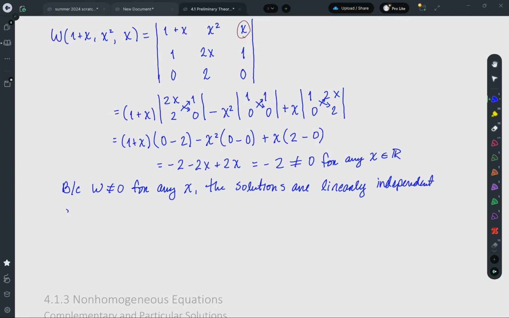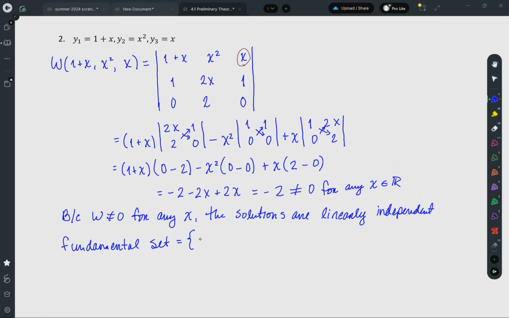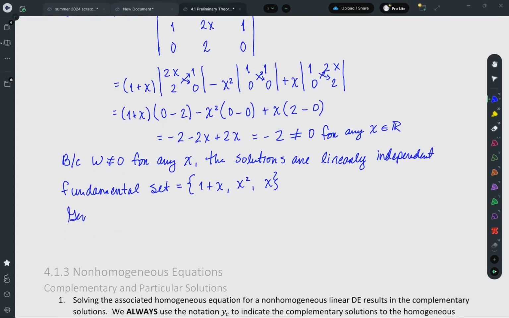And then we can form a fundamental set. And the fundamental set is just going to be this, use set notation, and we're going to place each of the solutions in there, the 1 plus x, comma, x squared, comma, x. Okay, and then the general solution can be formed from members of the fundamental set. And it is y of x equals c1 times the quantity of 1 plus x plus c2 x squared plus c3x. And that's it. And that also finishes up homogeneous equations.